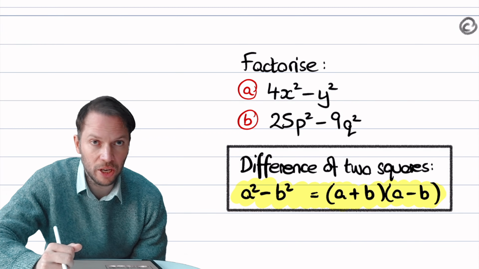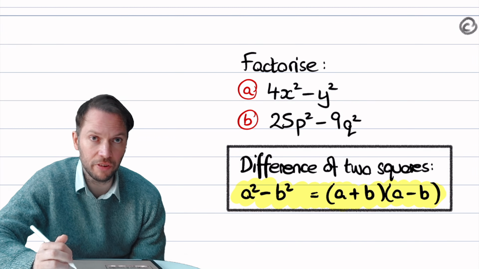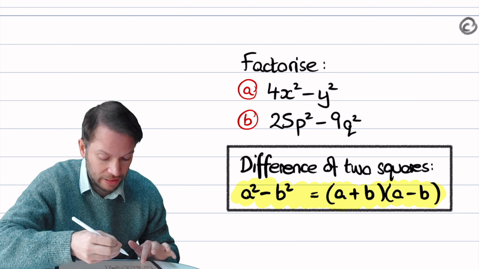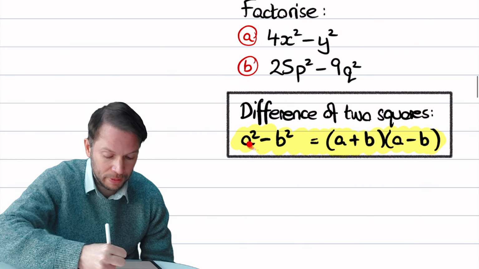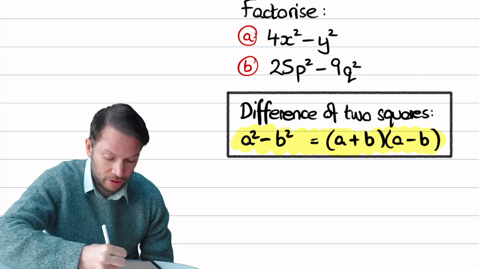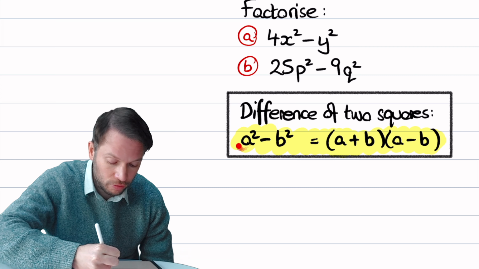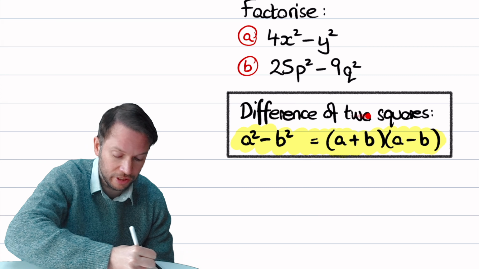Hi, in this video we're going to explore more of factorising the difference of two squares. Now let's remind ourselves what the difference of two squares is. It's when we have this particular algebraic form. So it's when we have a subtraction, a difference of two squared things. That's why it's called the difference of two squares.